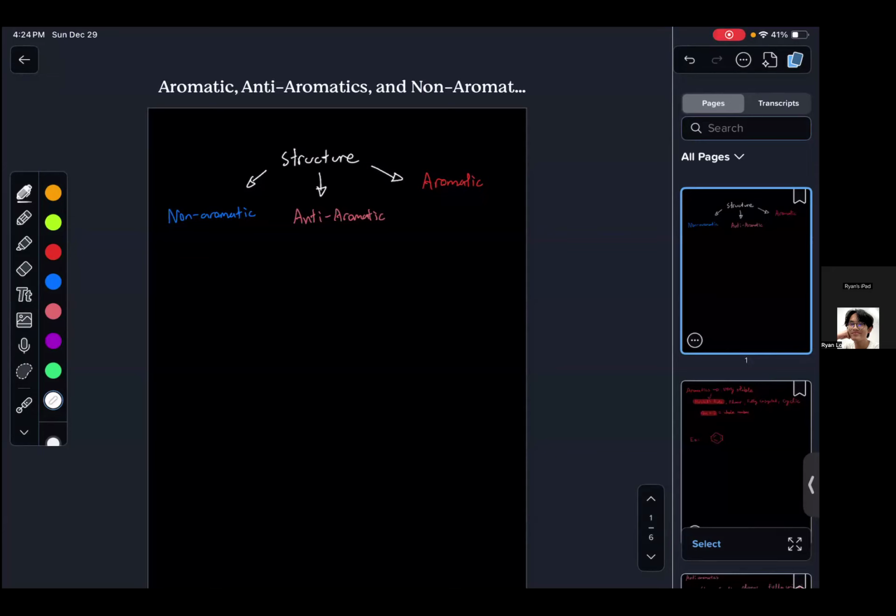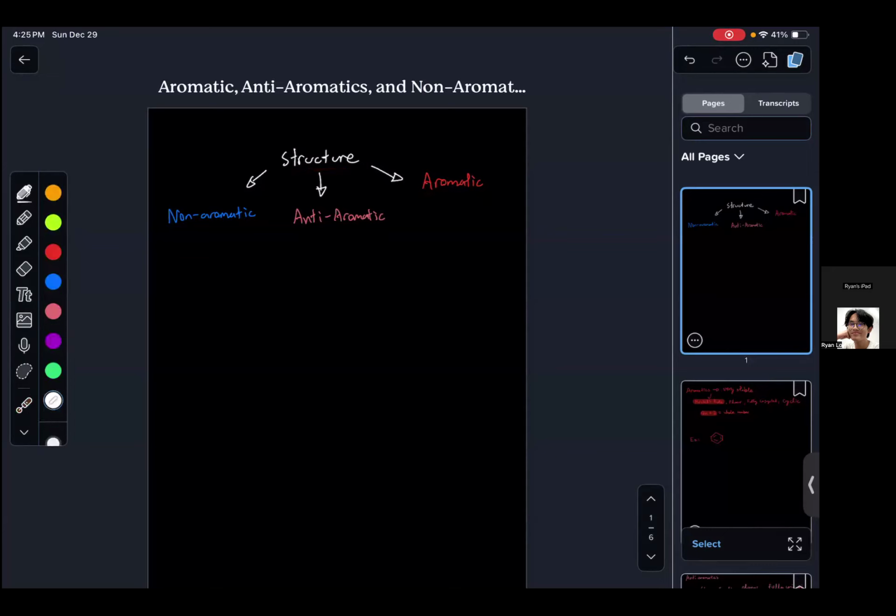We're going to talk today about aromatics, anti-aromatics, and non-aromatics. Basically, the game we're going to be playing is that you're going to be given a structure, and from that structure, you're going to have to basically play the Hogwarts Sorting Hat game and figure out if the structure will fall under aromatic, anti-aromatic, or non-aromatics.